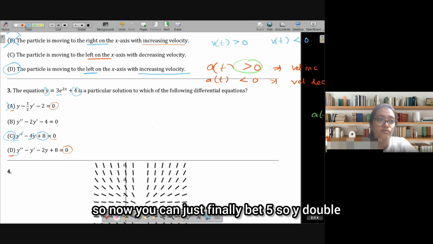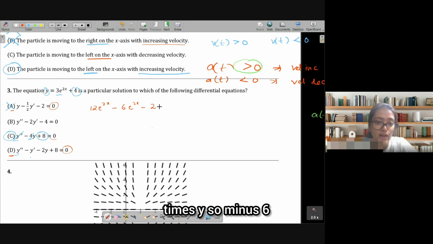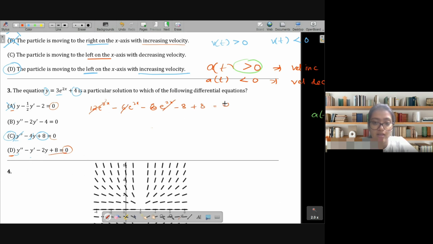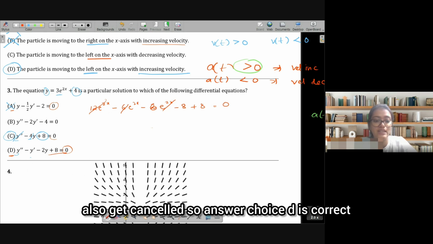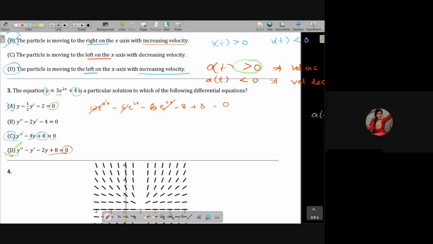So now you can just finally verify. Y double prime is 12 e raised to 2x, minus y prime which was 6 e raised to 2x, minus 2 times y, so minus 6 e raised to 2x minus 8. And then you have a plus 8. So these three get cancelled and minus 8 plus 8 also get cancelled. So answer choice D is correct.